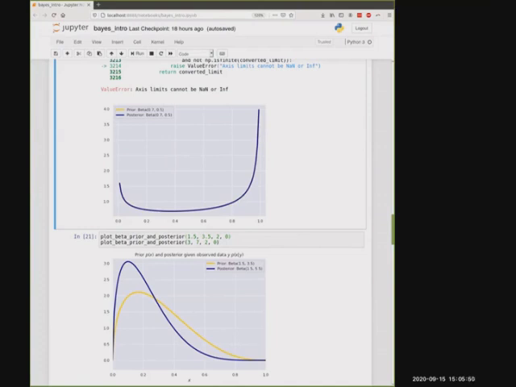Okay, thank you. Yep. Cool. Any other questions about these kinds of priors and posteriors?